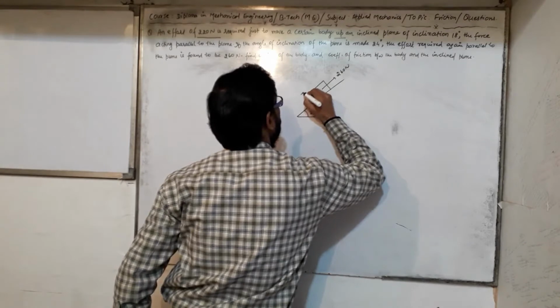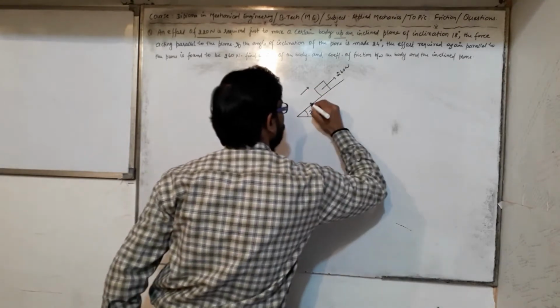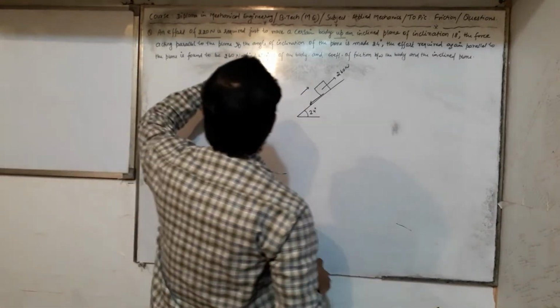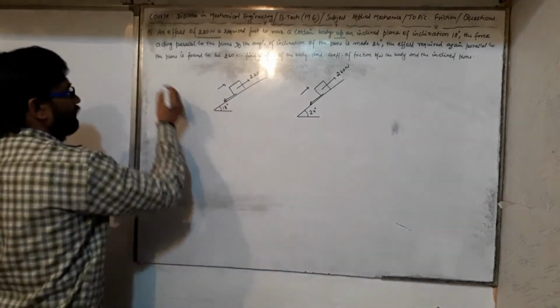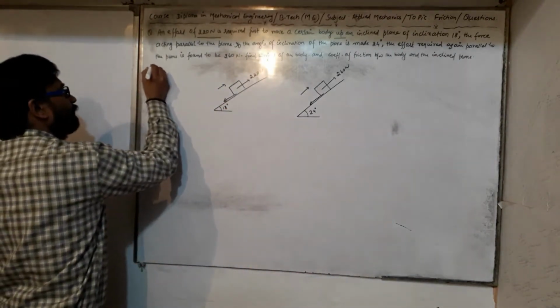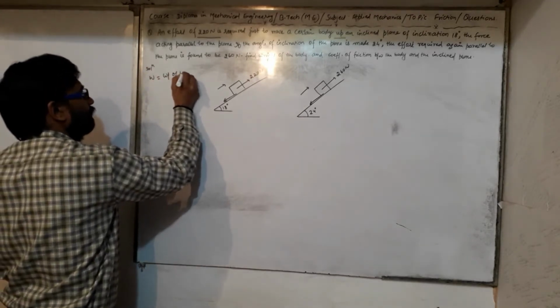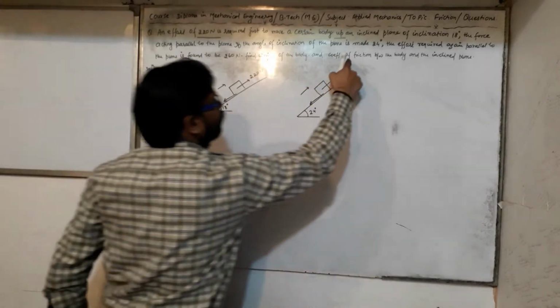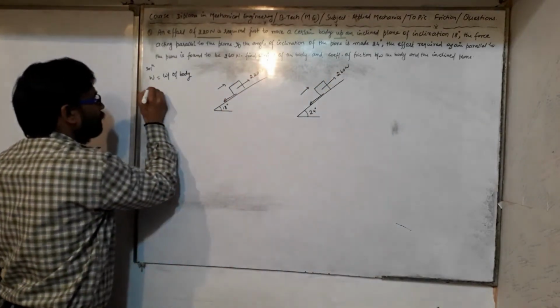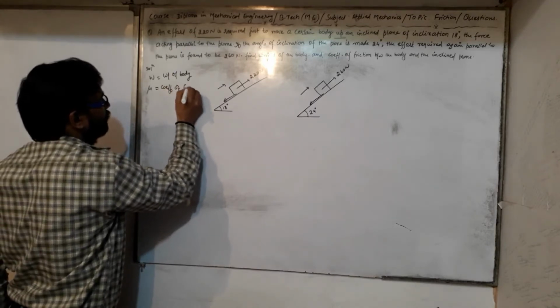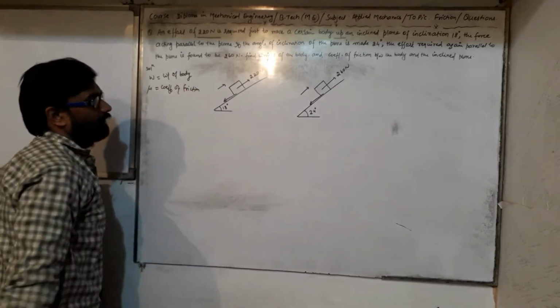Means tendency of the body is moving up. Hence frictional force would act in downward direction. Find the weight. Means weight is not given. Let us say solution. Let us say W is the weight of body and mu is the coefficient of friction also. These two we have to evaluate.